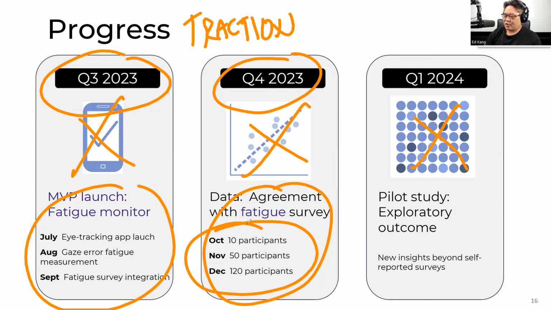But I don't understand. Agreement with fatigue survey doesn't make a lot of sense. You want to explain, we've had 180 participants participate with our fatigue monitor. It needs to attach to the MVP. How many people are using the MVP?